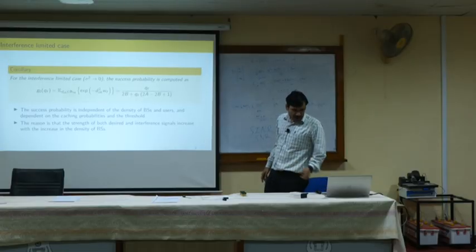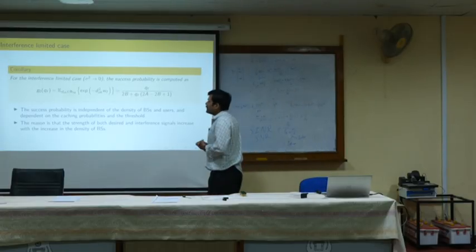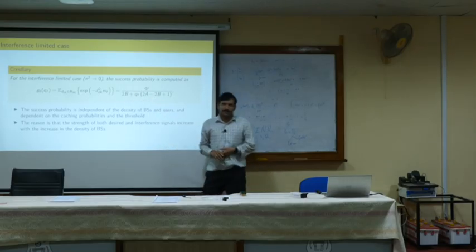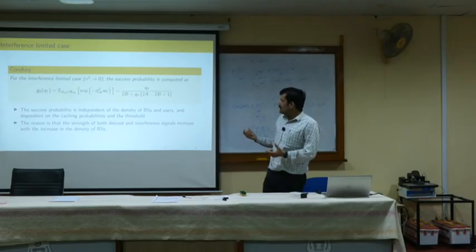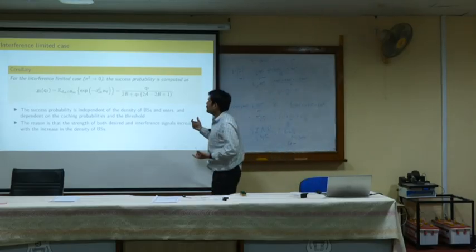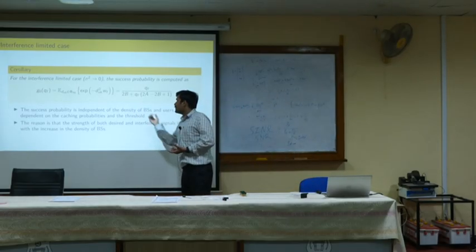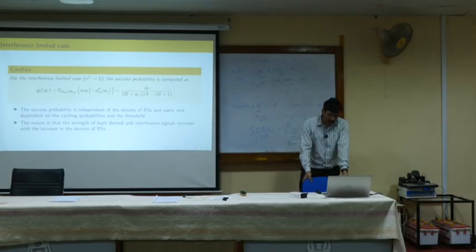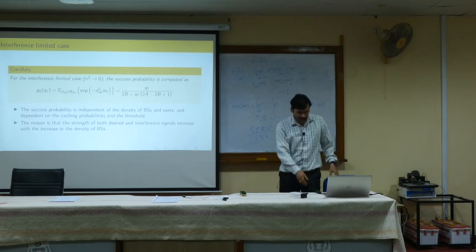Then we have this interference limited case. If we have the interference limited case, we can find out a nice expression in terms of this A, B, and C parameters. And the success probability is independent of the density of base stations and users. This is what we concluded yesterday.